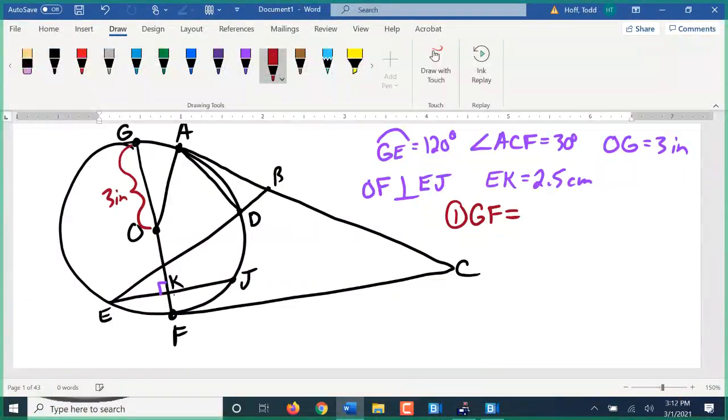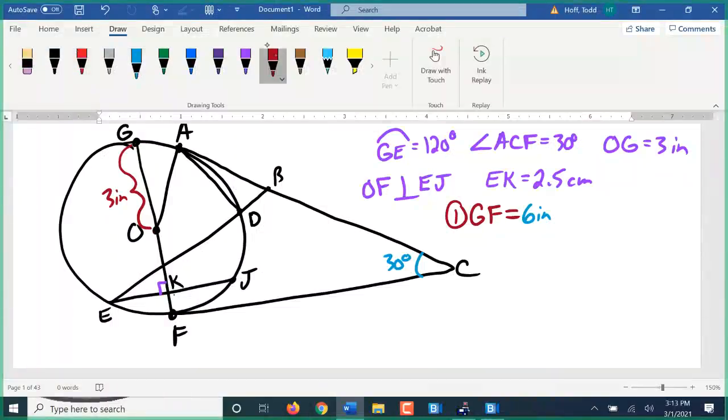But really the trick on doing a problem like this is to be able to pick up just the information you need and be able to ignore everything else. GF is from here to here. It is simply the diameter of the circle. What's it have to be? 6 inches. Good. We know the radius is 3, so the diameter has to be 6. I'm going to label this over here. I gave you that ACF is 30 degrees.